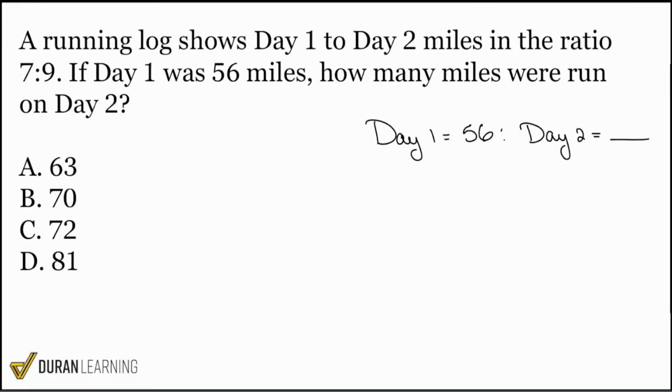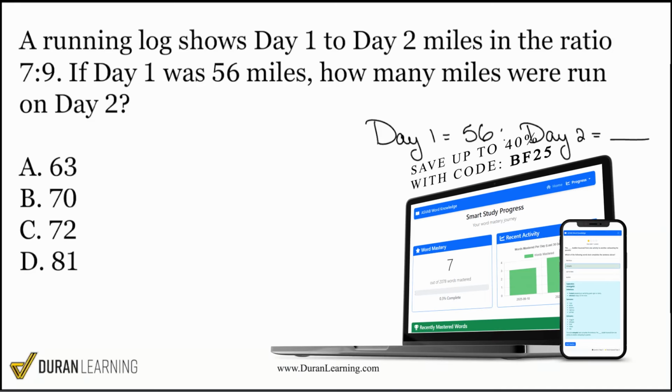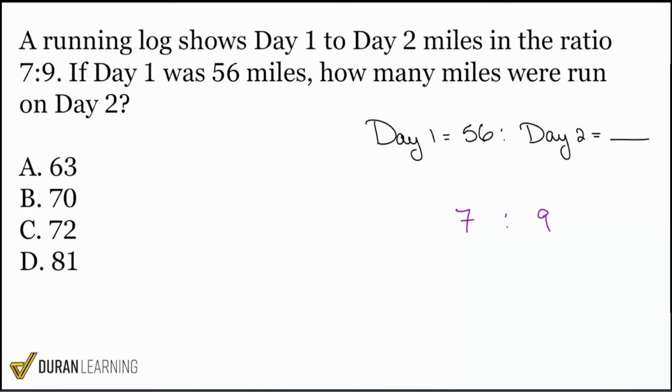And when we read the ratio given to us here, our running log shows day 1 to day 2 miles in the ratio 7 to 9. So I know that for day 1 we have 7. For day 2 we have 9 in terms of the comparison. When we have this comparison here, everybody, we have 2 options. We can write a proportion and solve it, or we can compare the same things in the same way. The way that we can compare is knowing that if this is day 1 and this is day 2, I'm going to compare day 1 to day 1.